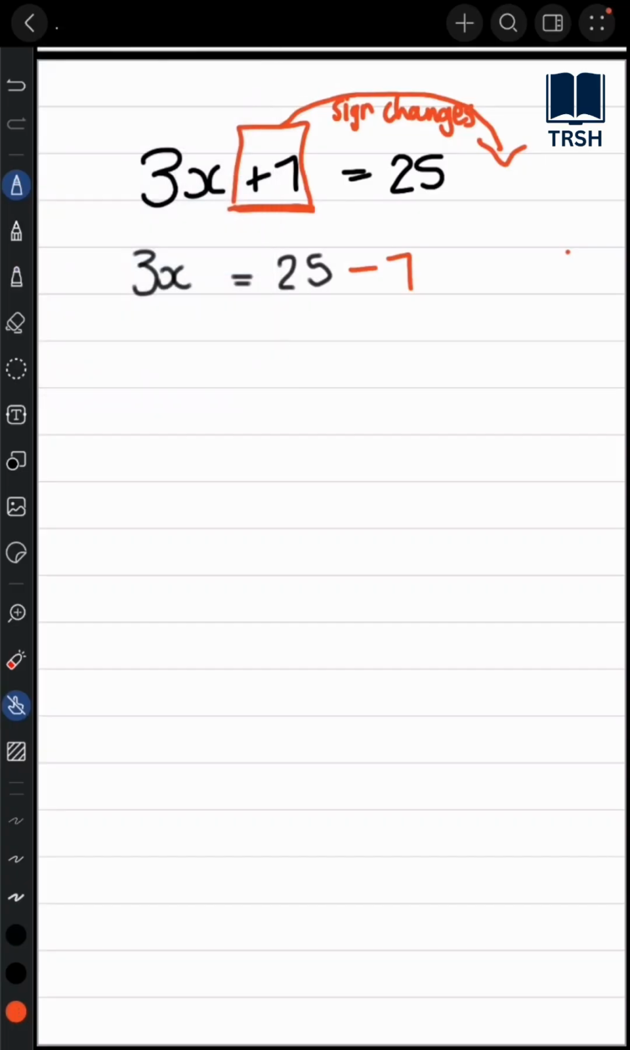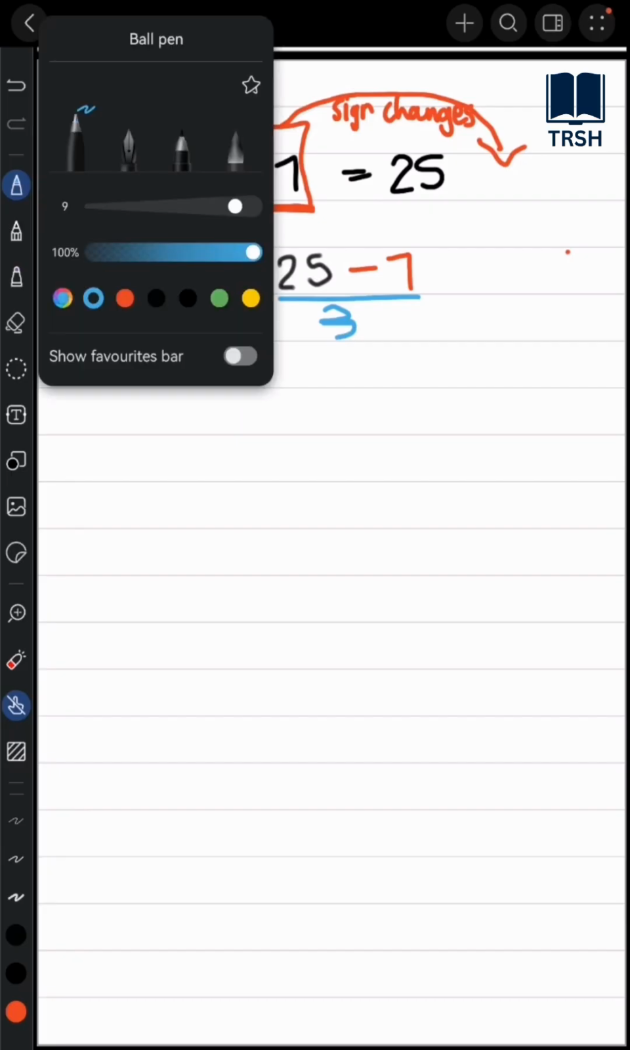Then the next thing that you have to do is get the x alone. We can see that we have 3x at the moment, which is not what we're looking for. We are looking for the value of x. So what we're going to do is divide by 3, and what you do on one side you have to do on the other side. So we're going to divide by 3 on this side as well.